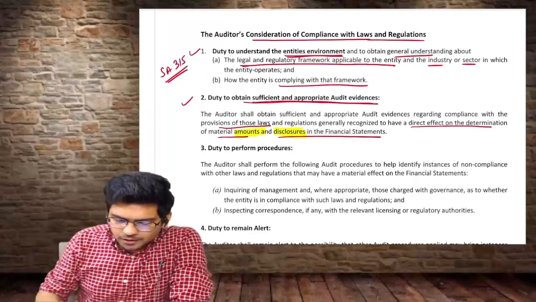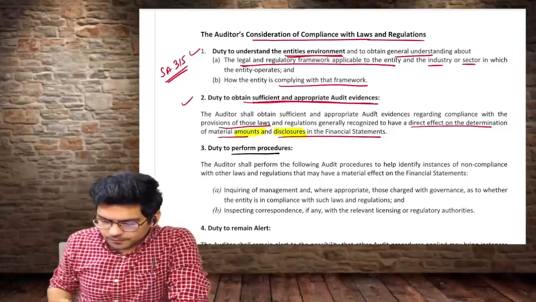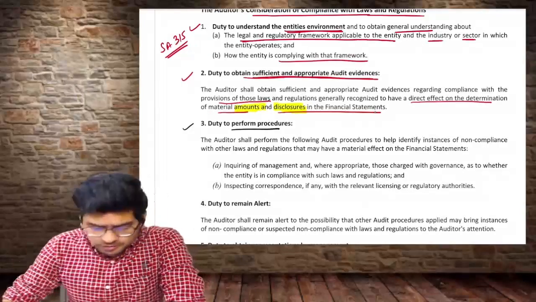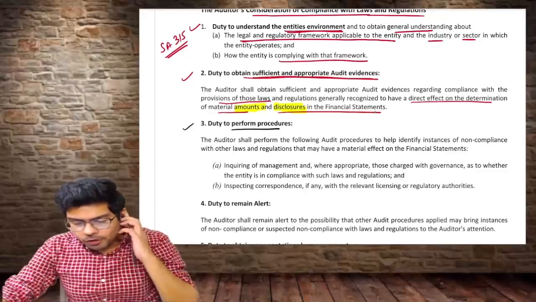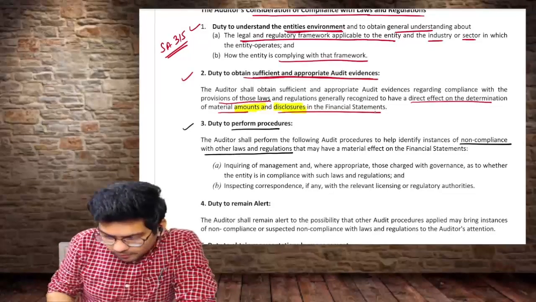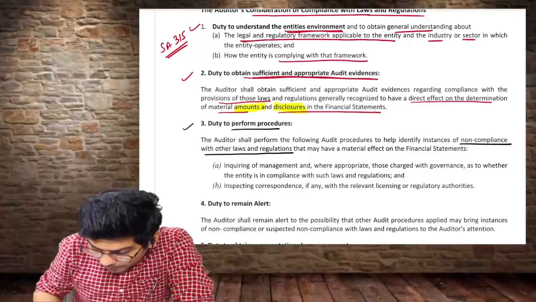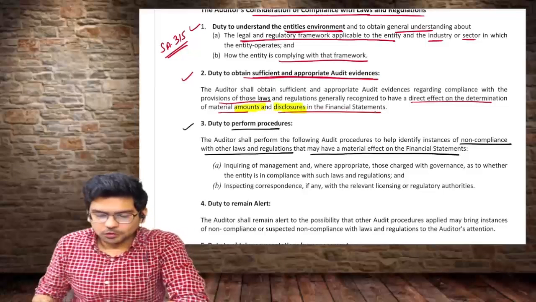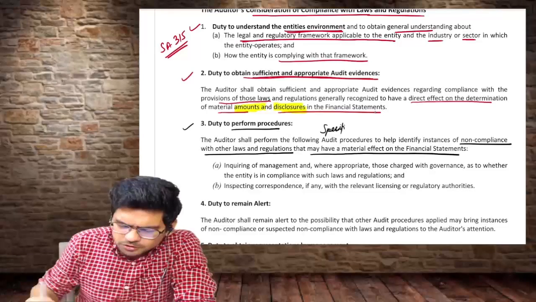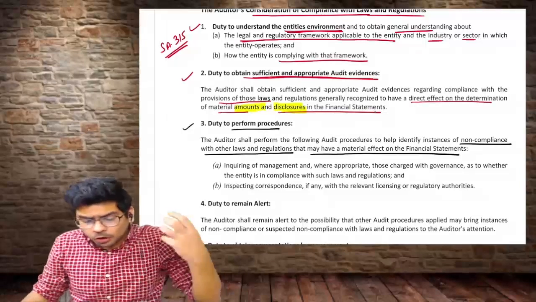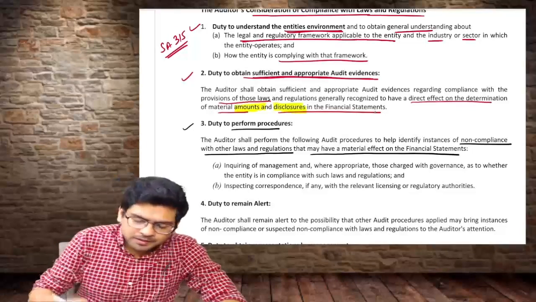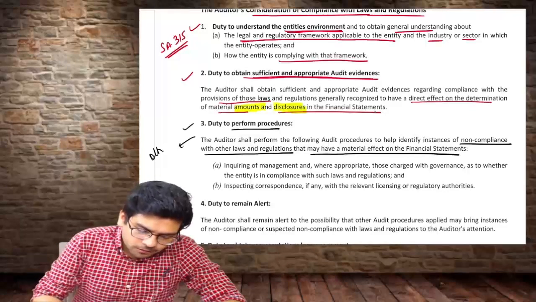Now second, it says duty to perform procedures. The auditor has to perform some specified audit procedures. The auditor shall perform the following audit procedures to identify instances of non-compliance with other laws and regulations that may have a material impact on the financial statements. So he is going to perform some procedures, which is what we call specified audit procedures. The auditor shall perform the following procedures to help identify instances of non-compliance. Please understand, this is for other laws.